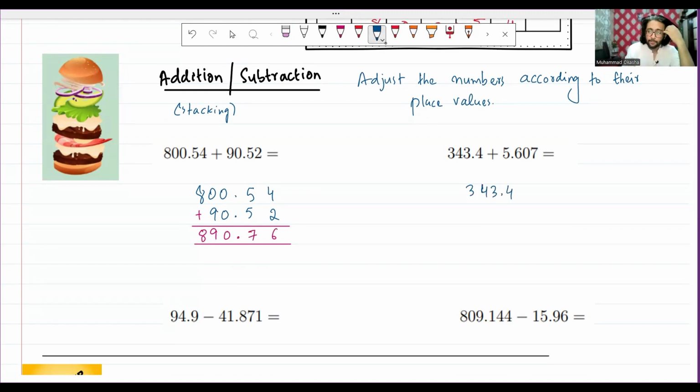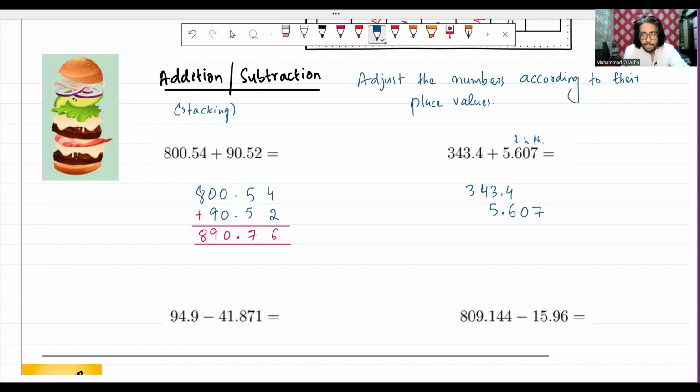Okay, so now do it carefully. If I have 5 in the units place, or the ones place, I'll put 5 here. Point 607. This is the tenths place, this is the hundredths place, this is the thousandths place. Okay, so I'll put 6 over here, and then 0 and 7.